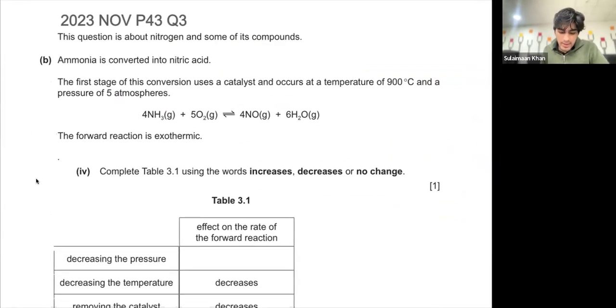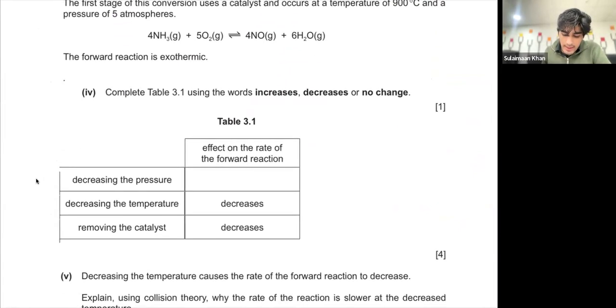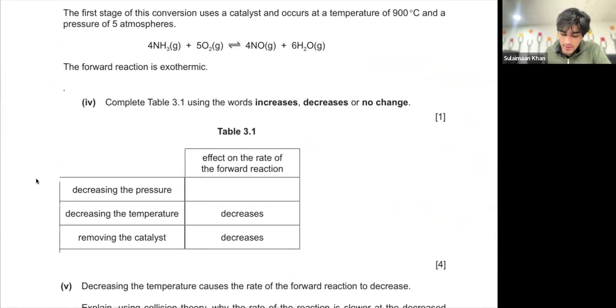The question is about nitrogen and some of its compounds. Ammonia is converted into nitric acid, and so on. Nobody cares about that, right? Why? Because he's saying complete table 3.1 using the words increases, decreases, or no change. What would happen to the rate of forward reaction?